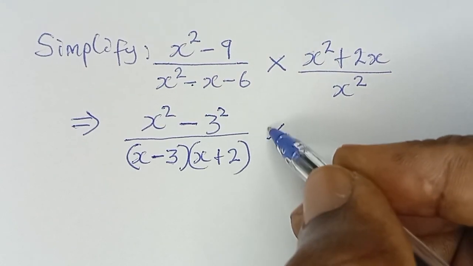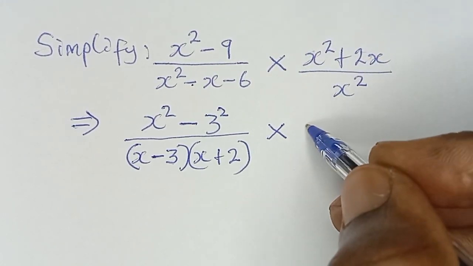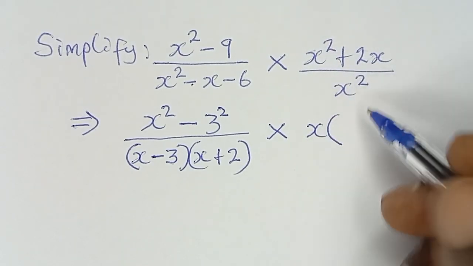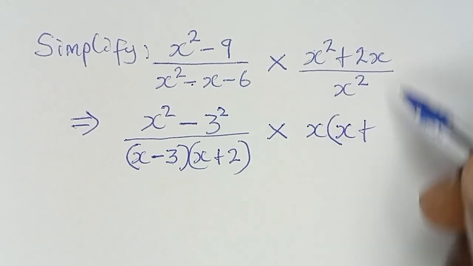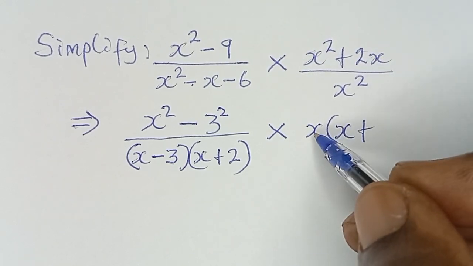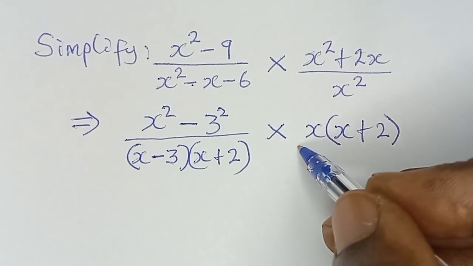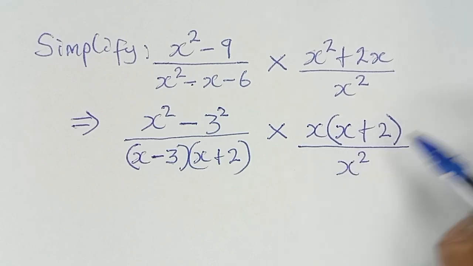And then, multiplied by this one, what is common to the terms is x. So we can take out x and open up brackets. x squared divided by x, we'll be left with x here. And then plus 2x divided by x, we'll be left with 2 here. And then all over x squared.